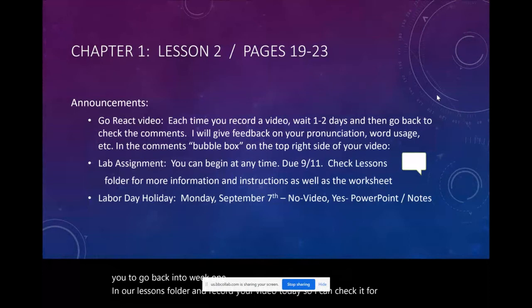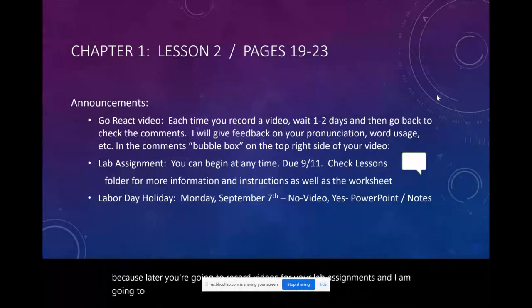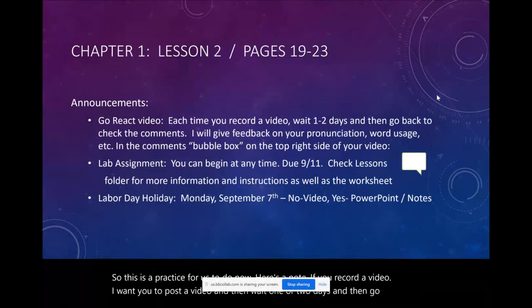It's not for a grade, but the purpose is for you to get a feel for how to use Go React, because later you're going to record videos for your lab assignments, and I am going to grade them. So this is a practice for us to do. Now, here's a note. If you record a video, I want you to post the video and then wait 1 or 2 days and then go back to check the comments, okay? Because I always watch the videos and make comments in there.